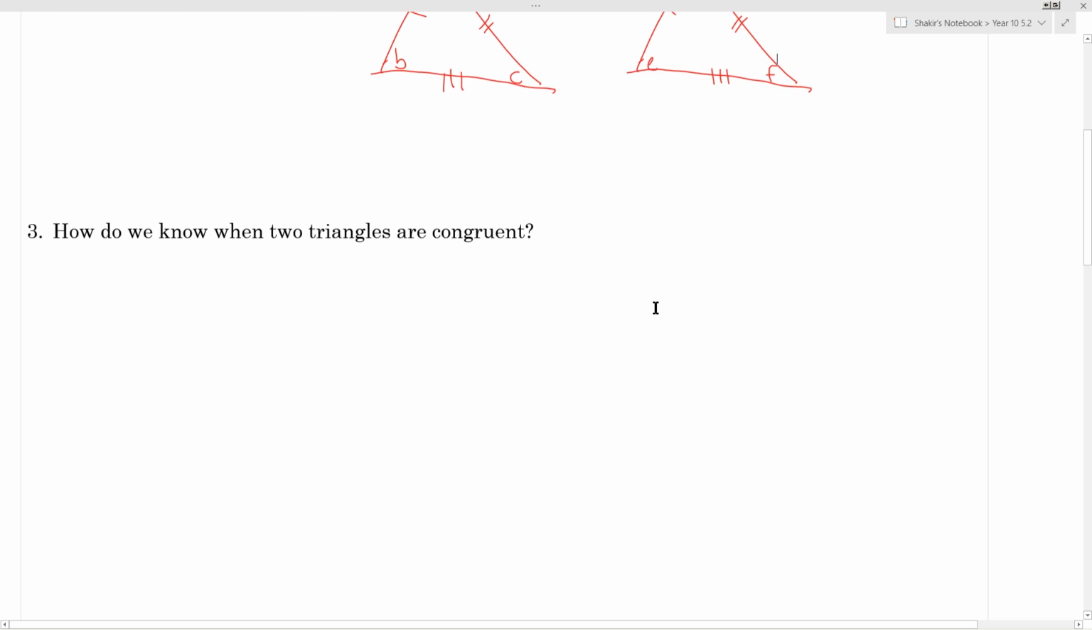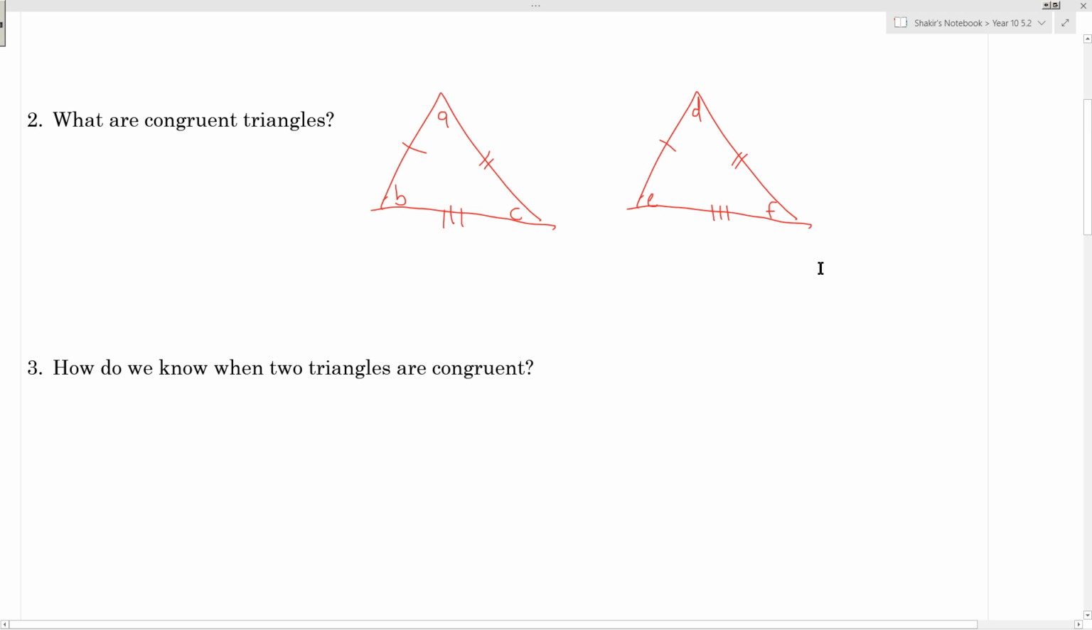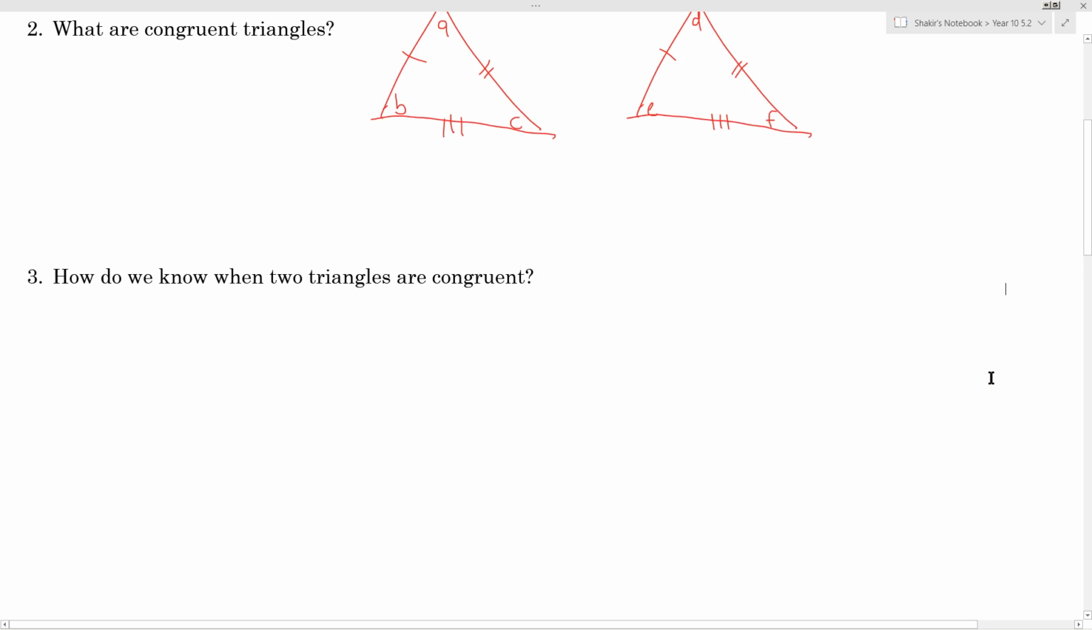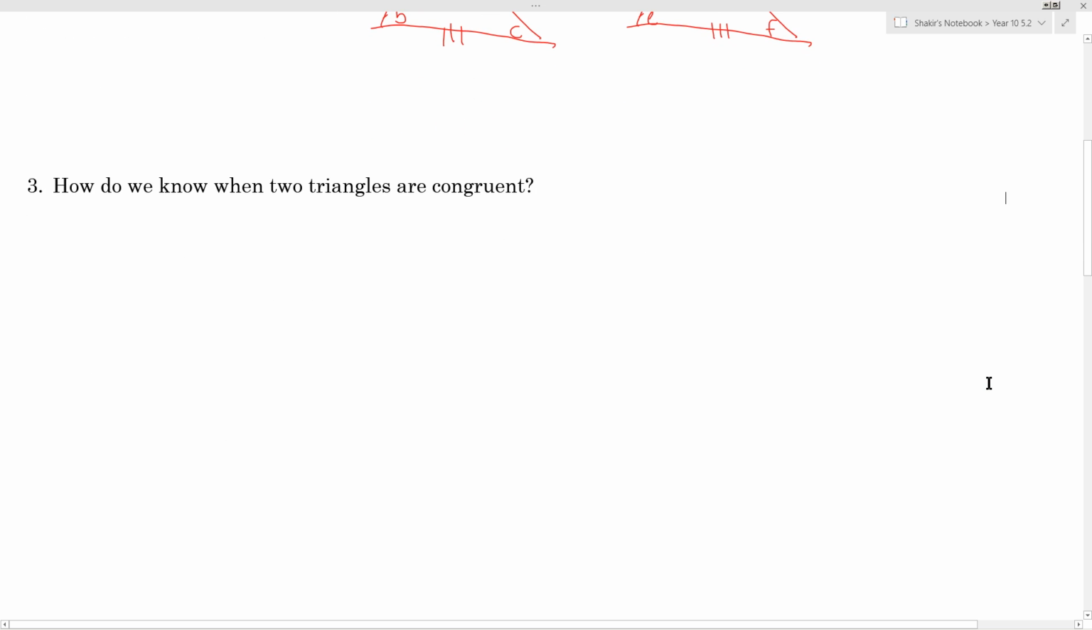So how do we know when two triangles are congruent? Well, ideally, you would want to have all this information. You'd know every single angle and you'd know every single side. And you can easily conclude, oh yeah, these triangles are congruent because all of the angles are the same as each other and all of the sides are the same as each other. The problem is, however, you won't always have all of the information.